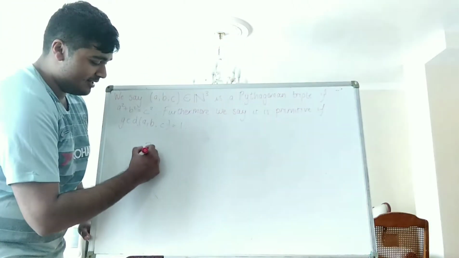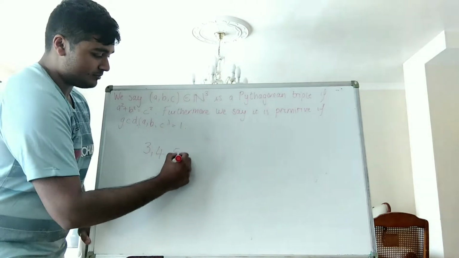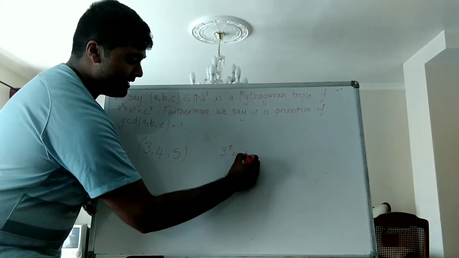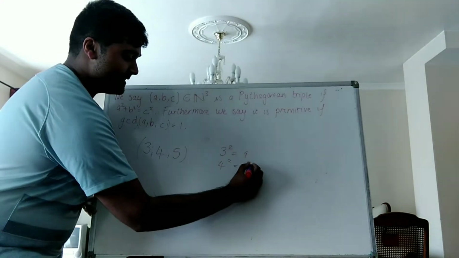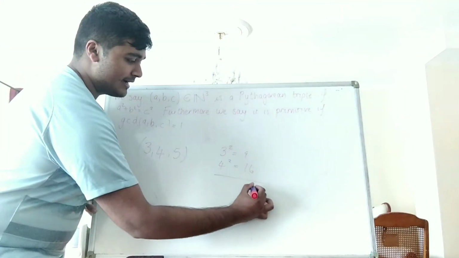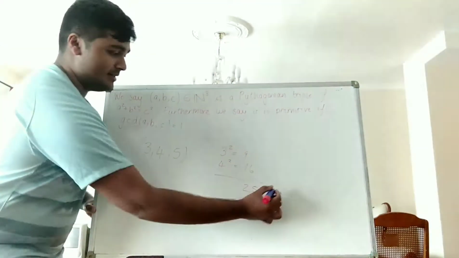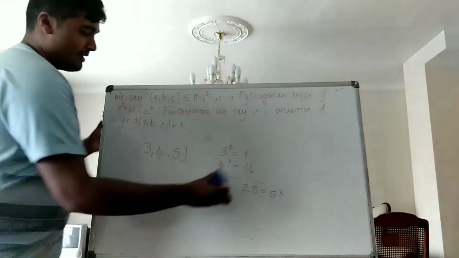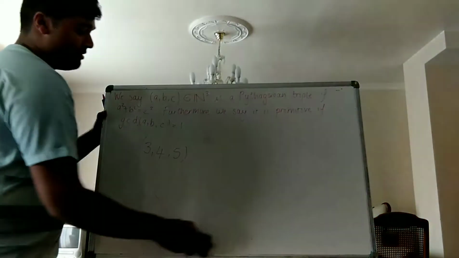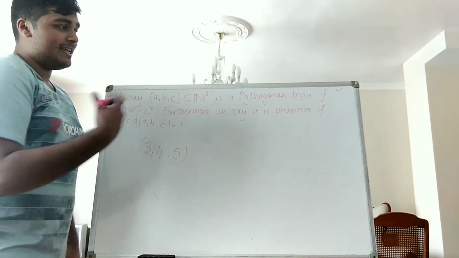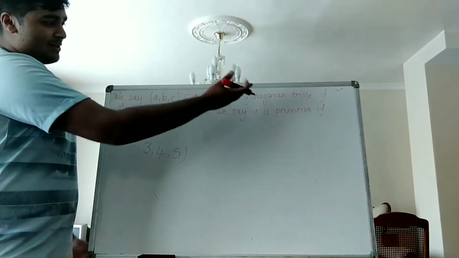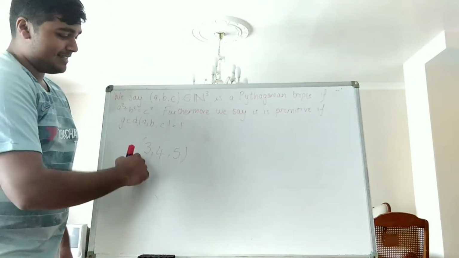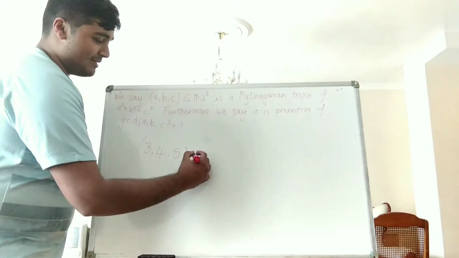So for example, 3, 4, 5 is a Pythagorean triple. And just to check that, 3 squared, that's 9, 4 squared, that's 16. When I add them up, I get 25, and that is 5 squared. So 3, 4, 5 is a Pythagorean triple. But what we can do from that is we can actually generate infinitely many Pythagorean triples. So the natural question to ask is, are there infinitely many Pythagorean triples? And this sort of algorithm tells us there is.